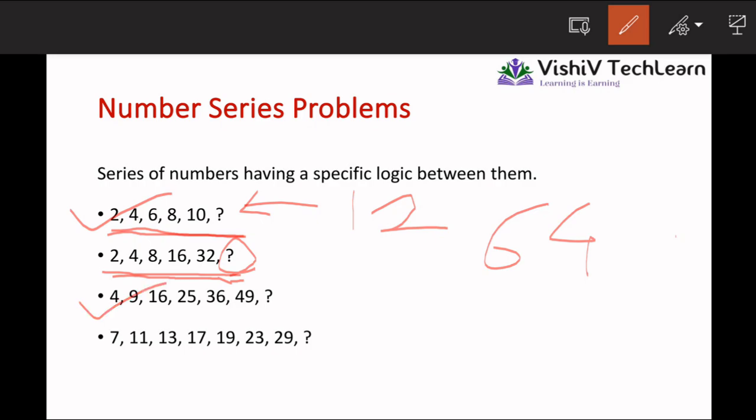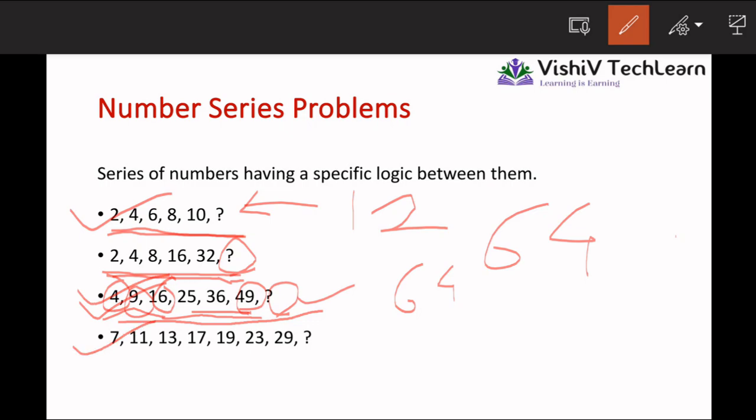Next, in this case, 4, 9, 16, 25, 36, 49. These are the number series. And what will be in place of question mark? If we observe these numbers, 4, then 9, then 16, and so on, all these numbers are squares of some number. For example, 4 is a square of 2, 9 is a square of 3, 16 is a square of 4, and so on. So 49 is also a square of 7, and in place of question mark there will be a square of 8, that is 64. So 64 is the answer in case of third series.